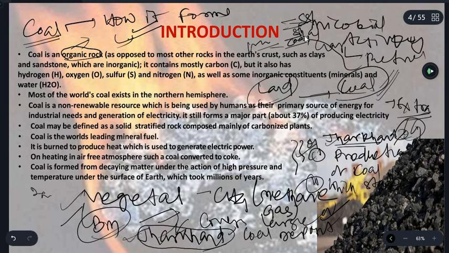So coal is an organic rock of sedimentary origin, due to the accumulation of land plants in a sedimentary basin that leads to the formation of coal, as opposed to most of the other rocks in the earth's crust such as clay. I already said clay is found, sandstone is found, which are inorganic. So coal also has inorganic inclusions, right? If you go to the microscope then you will find them.